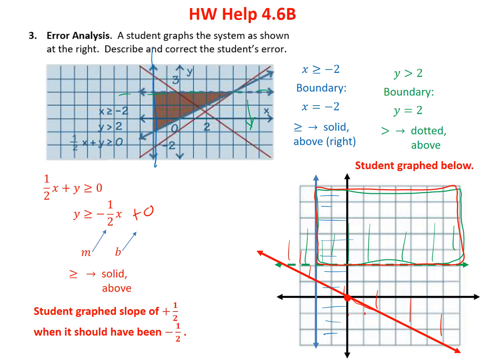Now you will notice that one thing that went wrong with the student, they came down here at 0, but instead of going down 1 and over 2, they went up 1 and over 2. So they made the mistake of graphing a slope of plus 1/2 instead of minus 1/2. So there were 2 errors on this. The actual solution should look like the yellow there.